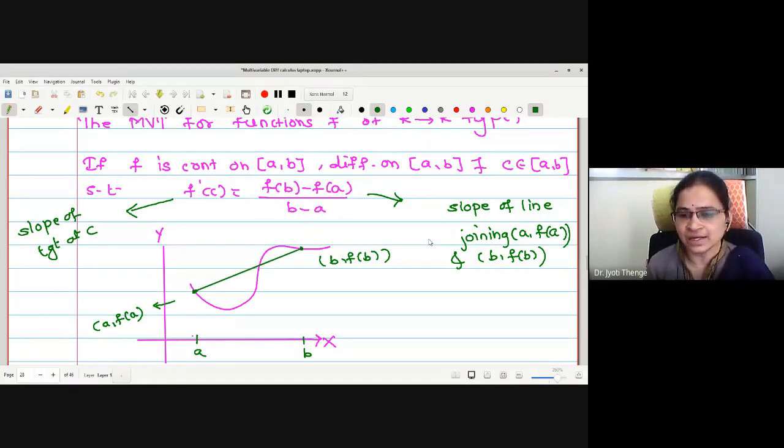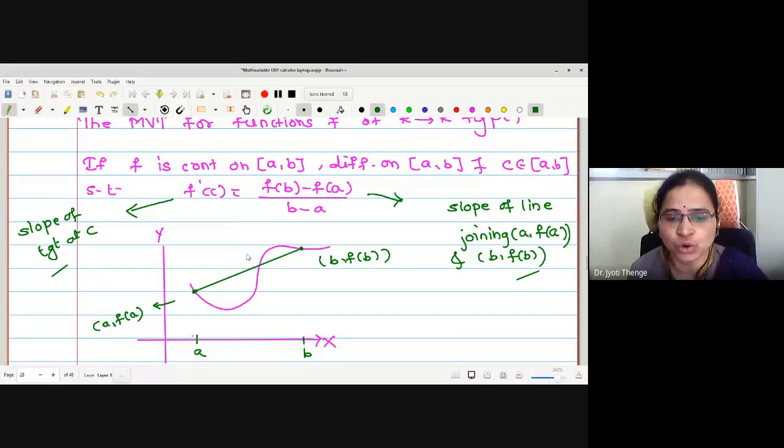Okay. Therefore, the right hand side is going to represent the slope of this straight line. Now, we want to find out a point C in such a way that the tangent drawn at this point C must be parallel to this line. Why? Because the slope of this tangent and the slope of this line are the same. Means the two lines will be parallel to one another.